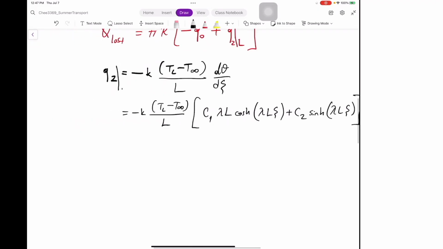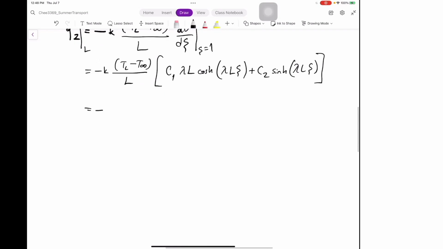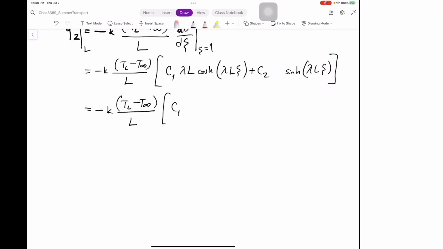And QZ at L is going to be, for psi equal to 1, negative k times TL minus T infinity divided by L, times C1. I can take the lambda. There is lambda L here as well, so I can take the lambda L outside of the parentheses and get rid of the L's.